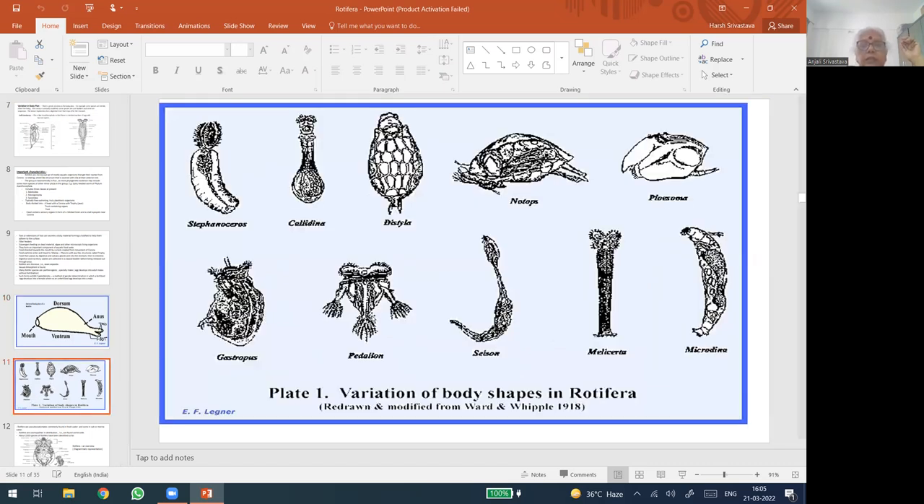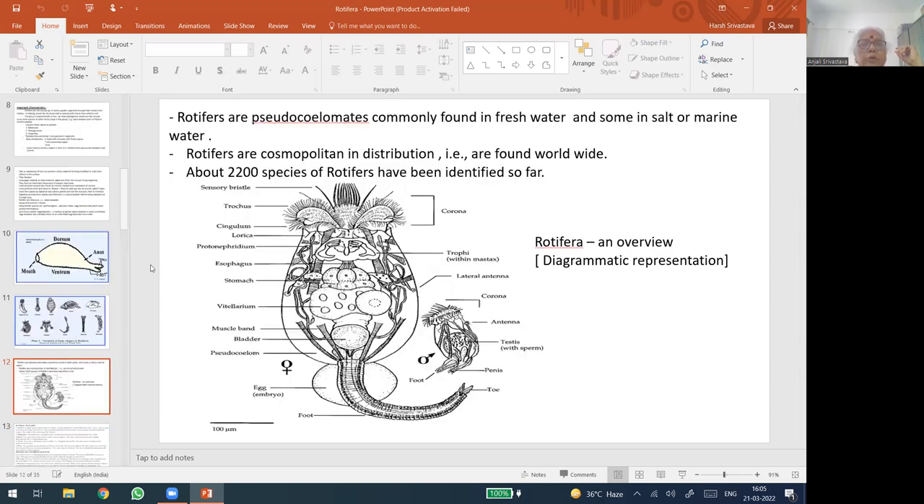Now this is a photograph taken from a magazine where various variations in body shapes of Rotifera are shown. These are the different rotifers showing various shapes and sizes. Now regarding their characters, this is again a diagrammatic representation, an overview of a rotifer. This is the female side and this is the male side. They are sexually dimorphic forms.